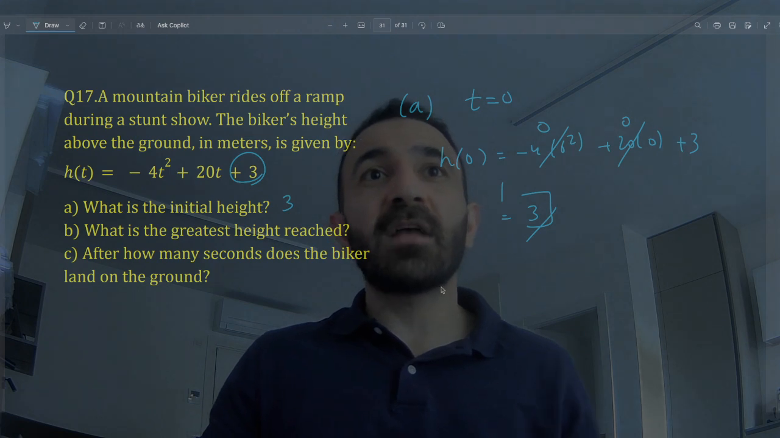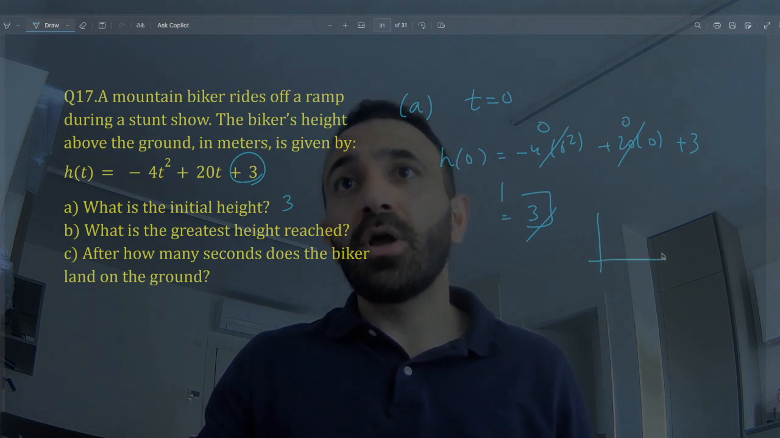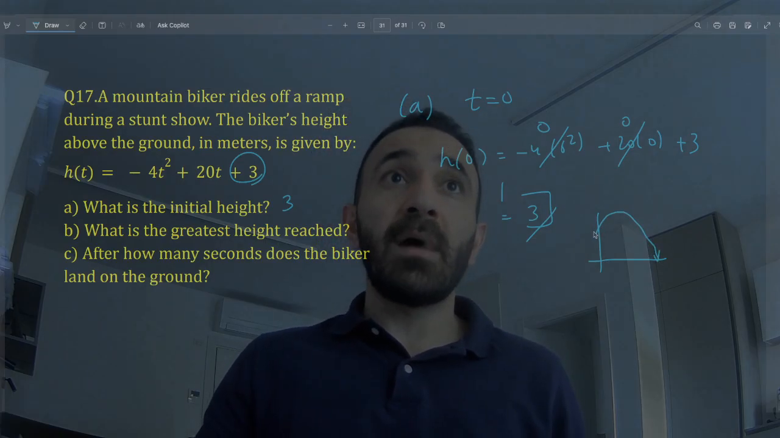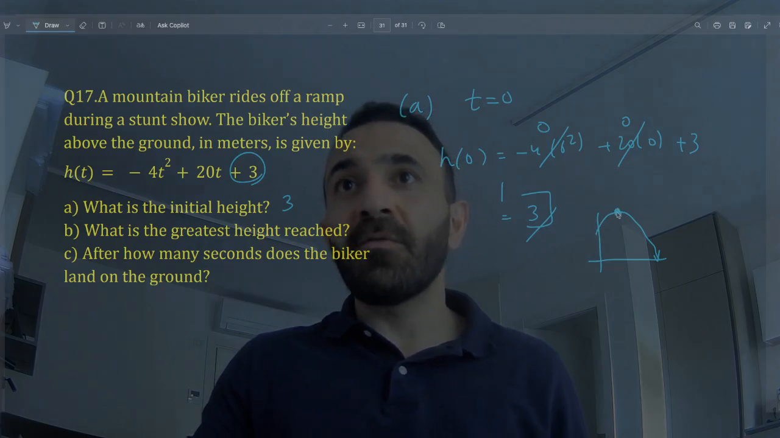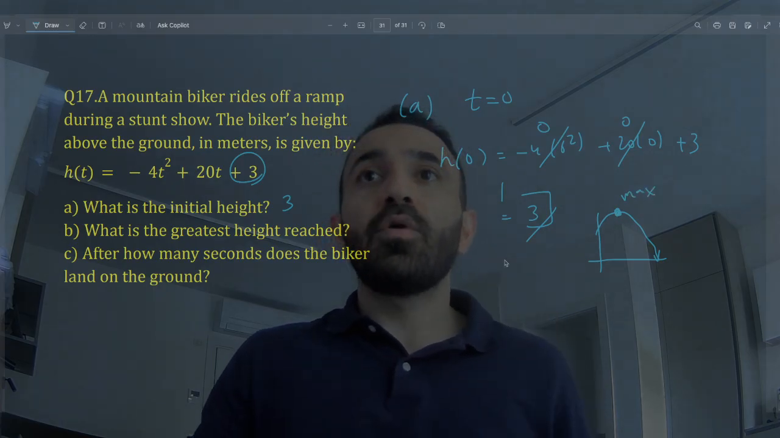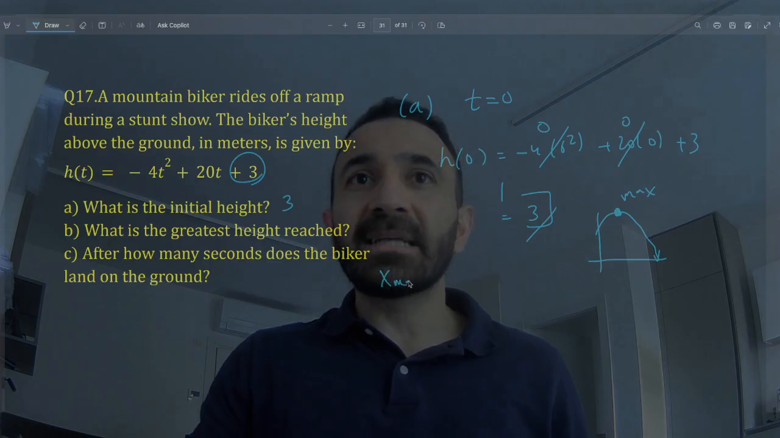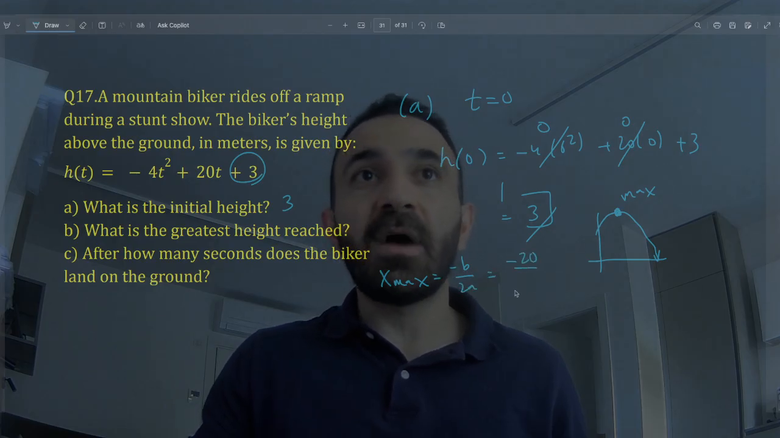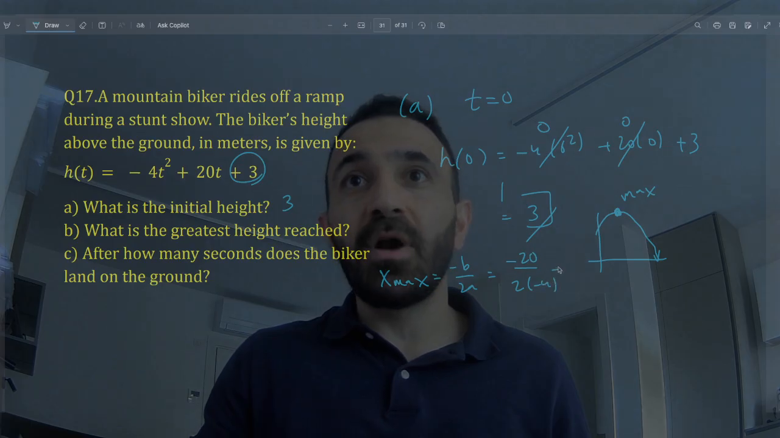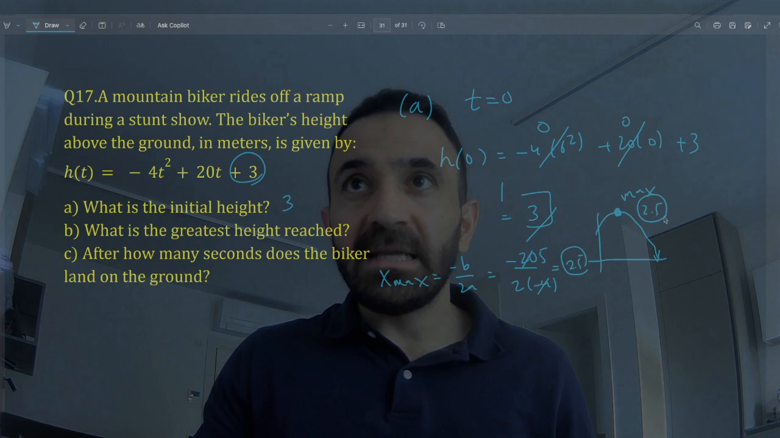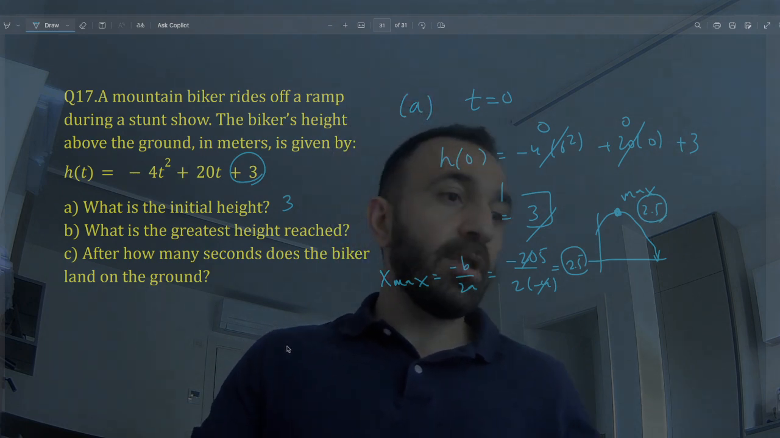Now, what is the greatest height reached? So look, this is the trajectory of your mountain biker. So we're going to find this maximum point. How can I find the maximum point? We know that t max equals minus b divided by 2a. So minus 20 divided by 2 times minus 4. If you simplify this, it's going to be 2.5. 2.5 is the maximum point.